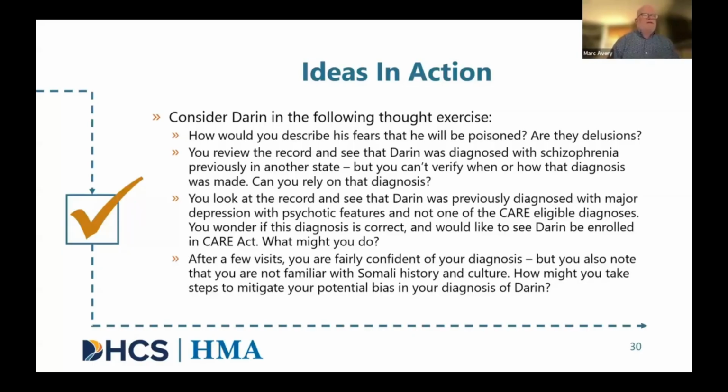Okay, after a couple of visits, you're fairly confident with your diagnosis. But you also note that you're not really that familiar with Somali history and culture. How might you take steps to mitigate your potential bias in your diagnosis of Darren? Well, in our last slide, we covered a bunch of things that you could be doing. One of the things you might consider is getting a second opinion, such as from a clinician who's an expert in Somali culture, or by using standardized testing and or learning more about Somali culture and history yourself.